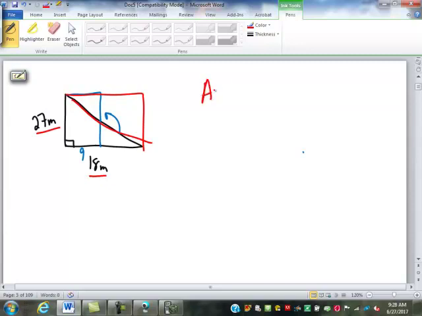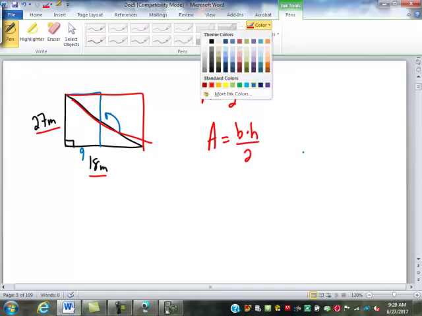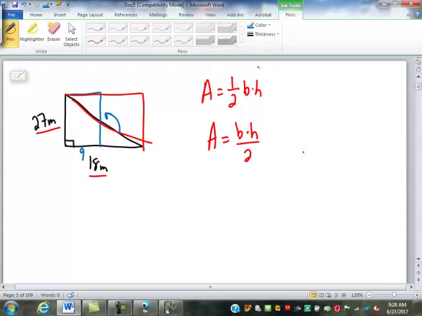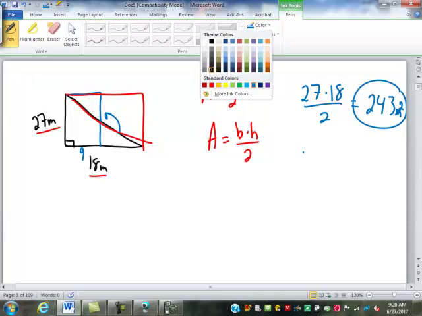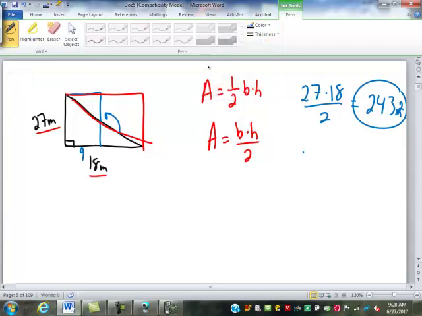So for a triangle, the area actually is 1/2 of the base times the height, or base times height divided by 2. So what you did there was exactly correct. You did the 27 times 18, then divided by 2. Or you just did 27 times 9, which is the same thing. Any other questions off the homework?